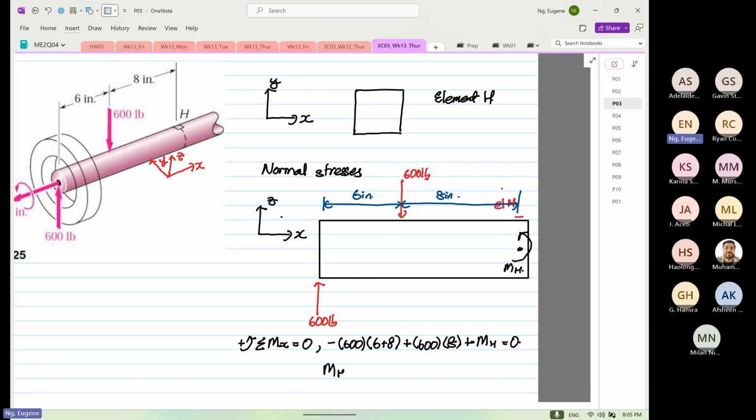So moment at H is equal to 600 times 14 minus 600 times 8, which is equal to 3600 pound-inch positive. This means this direction is correct.